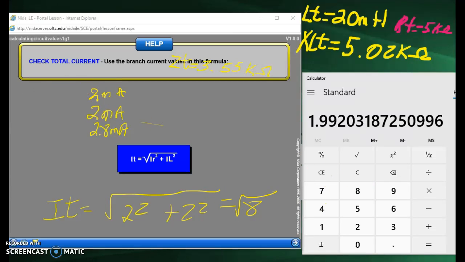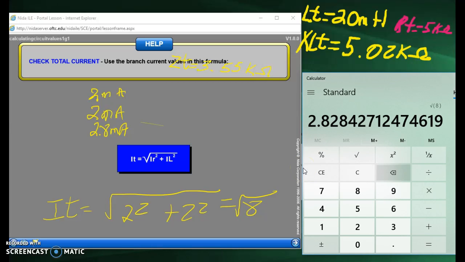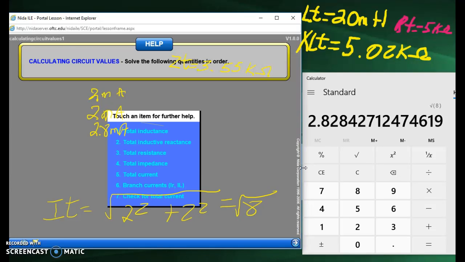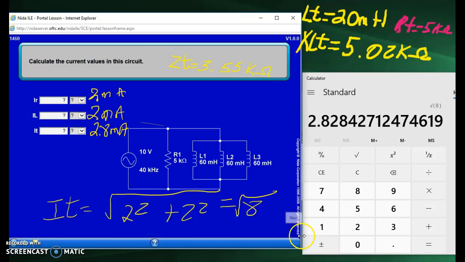So let's go over here and put our calculator in. We're going to say clear. We're going to say 8 square root. Look there, 2.8. Exactly what we had. That matches. So we checked our current the other way. We came up with total current one way. We came up with total current the other way. And we arrived at the same answer. So we feel pretty good about our answer.